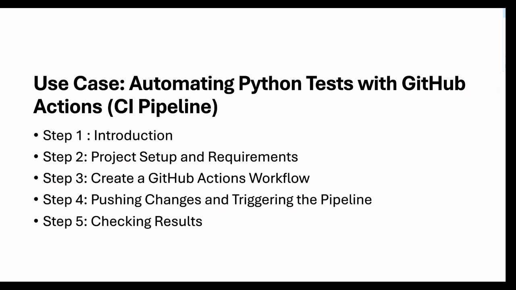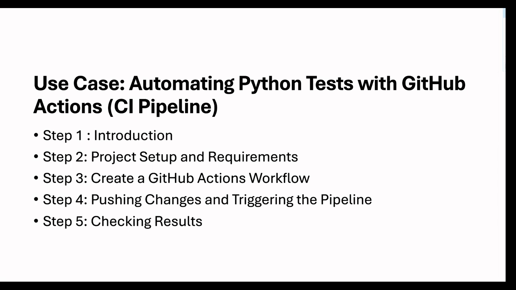In today's video, we are going to set up a continuous integration pipeline using GitHub Actions to automate testing for a Python project. CI is a critical part of DevOps practices, helping teams ensure that every change to the code base gets automatically tested, reducing bugs and speeding up development.